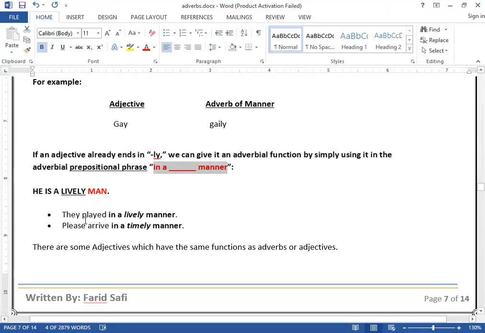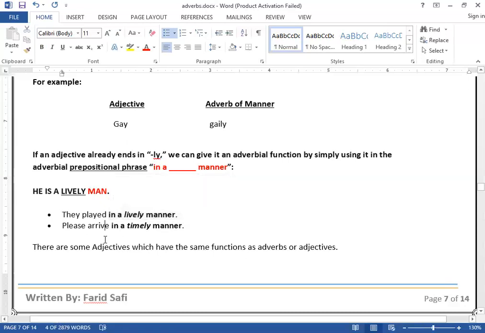How can you put it? They played in a lively manner. That Ly adjective you will put in the formula: in a lively manner. They played in a lively manner. So now it becomes a phrase. The adverb is changed into an adverbial phrase.